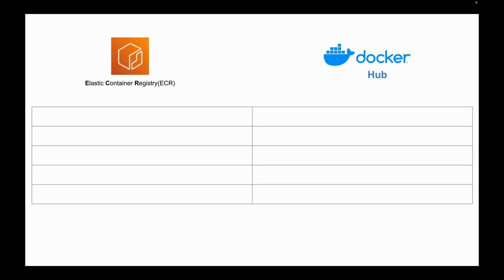In the following lessons, I'll show you how to push a Docker image to Elastic Container Registry, which is on the left side of my slide, and also to Docker Hub, which is on the right side of my slide. And Amazon Elastic Container Service, which will run our Docker images, can pull Docker images from both of these services. So you can use any one of these two. But there are a few differences that you might want to consider before starting to use one of these services.